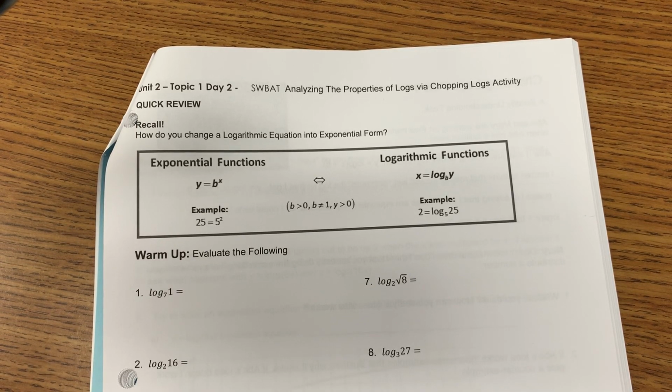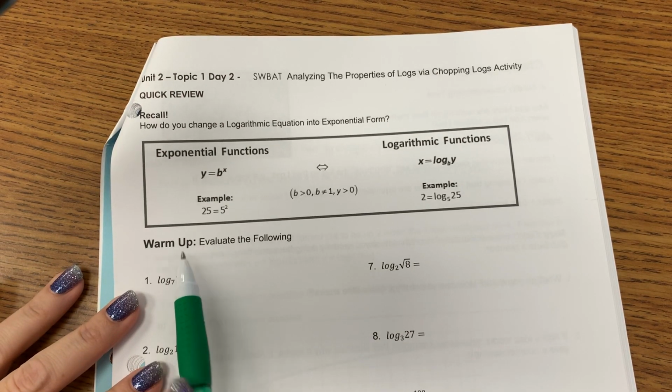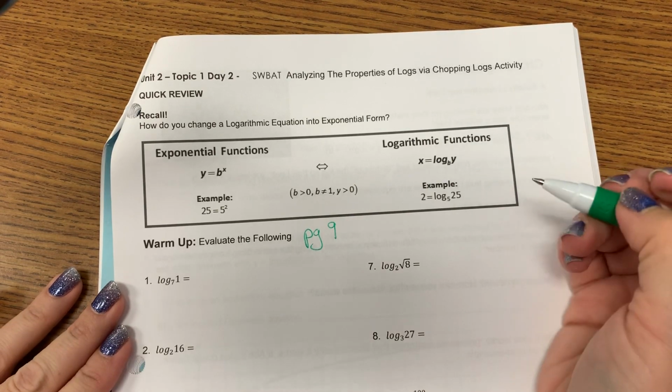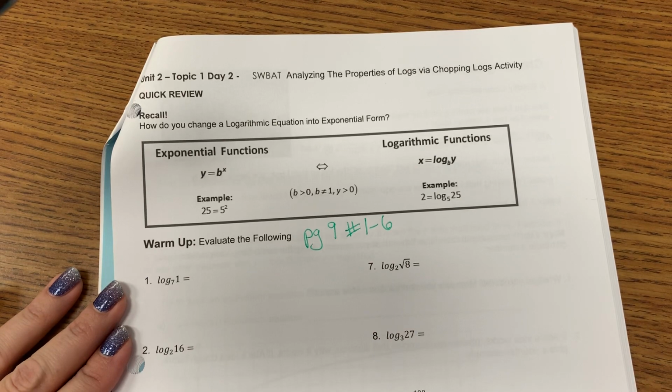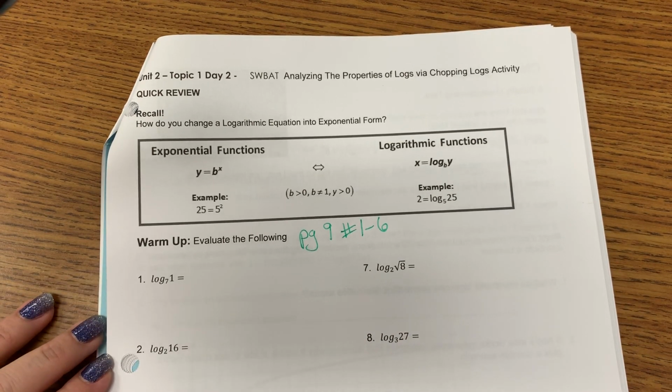Okay, so yesterday we started our logarithm unit. We are going to keep going. As a warm-up, turn to page 9, and I would like you to do numbers 1 through 6. So in your tables, we're going to pause the video. You do numbers 1 through 6, and then we will check our answers.